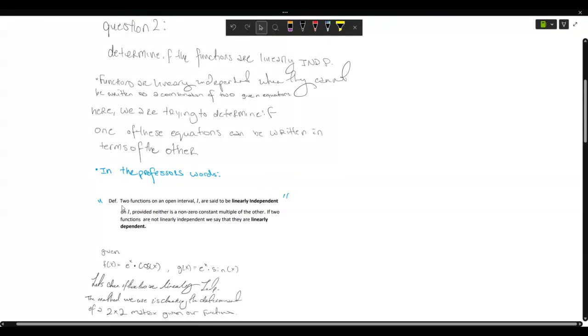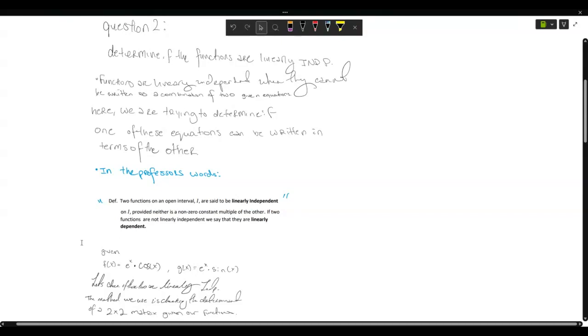In other words, in terms of differential equations, we know that two functions on an open interval I are said to be linearly independent on that interval, provided that neither is a non-zero constant multiple of the other. And if two functions are not linearly independent, then you know that they're linearly dependent, right? So that's the context that we're given from this class.